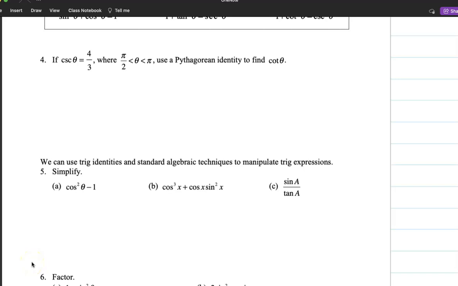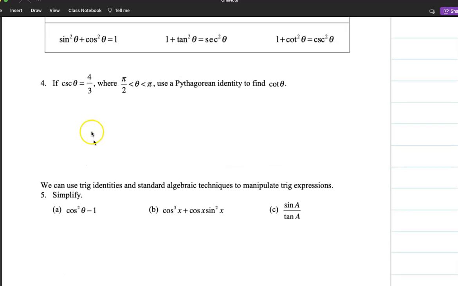Now, the three Pythagorean identities have been given over here. Sin square theta plus cos square theta is 1. 1 plus tan square theta is equal to sec square theta. And 1 plus cot square theta is equal to cosec square theta. You have to learn these and apply them.